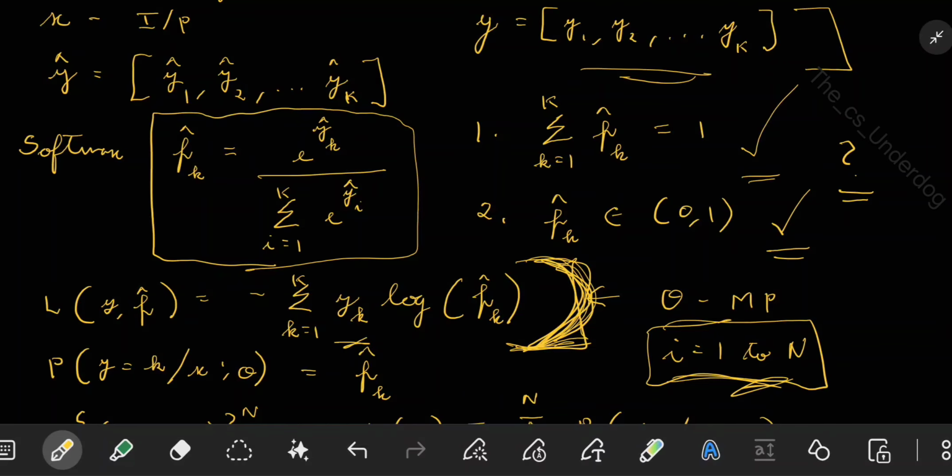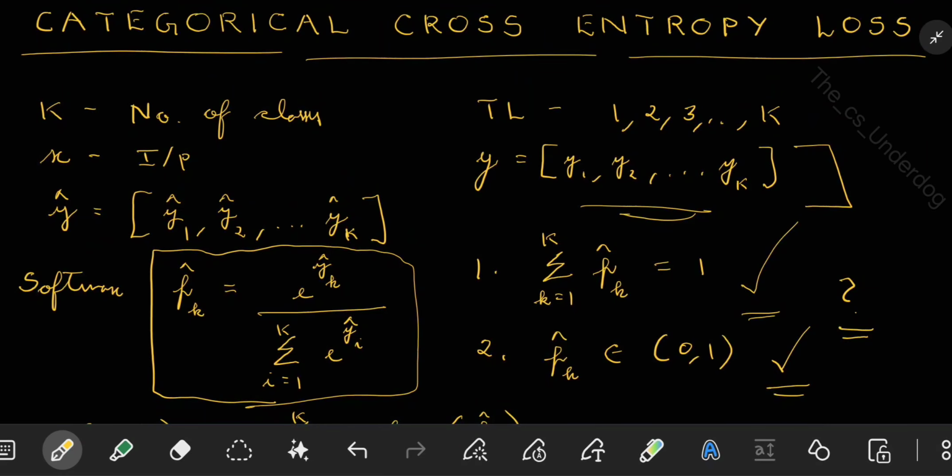yk log pk cap. So I derived this formula by using maximum likelihood estimate. This is the logic you should know. So we'll just walk through this and then we'll complete this lecture with a basic explanation.